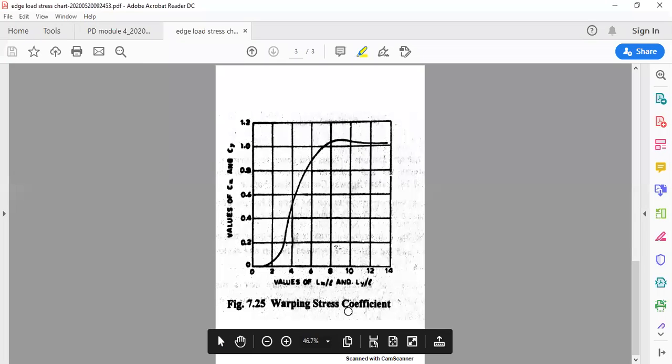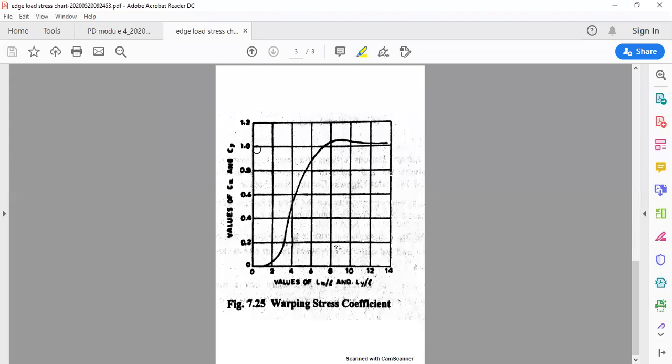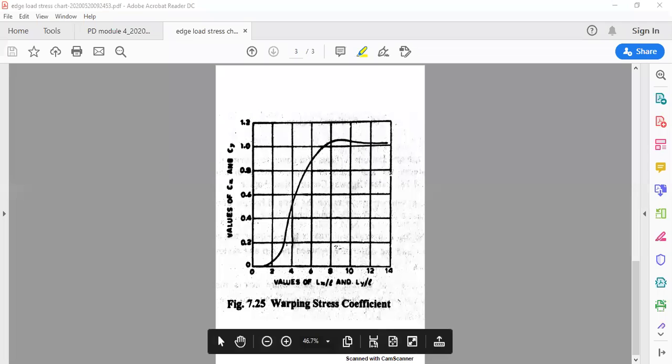In that, new components like Cx and Cy come into the picture, for which we can refer to this chart, which will be given to you. This chart is the warping stress coefficient chart. On the y-axis we can get Cx and Cy, using the values of Lx by L and Ly by L. Again here, small l represents relative stiffness. You need to remember that. Once I get these values, I can cut the curve and find the corresponding Cx and Cy values. This is how we calculate the warping stresses.